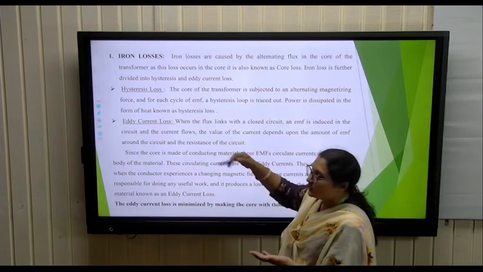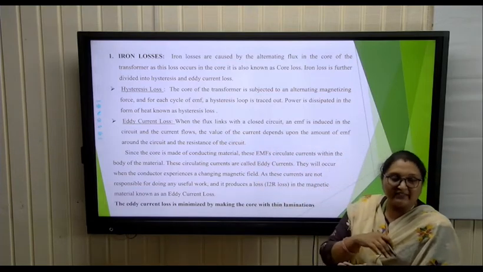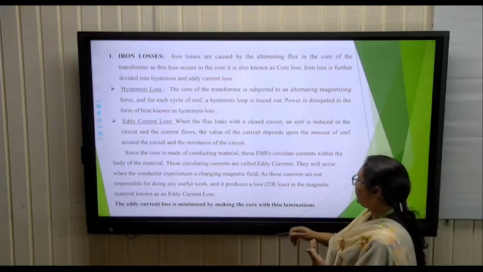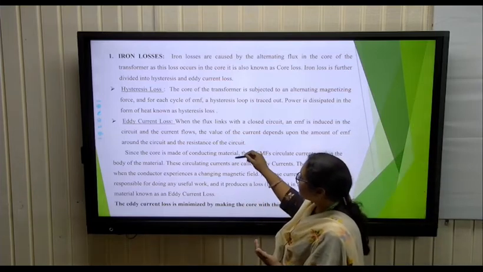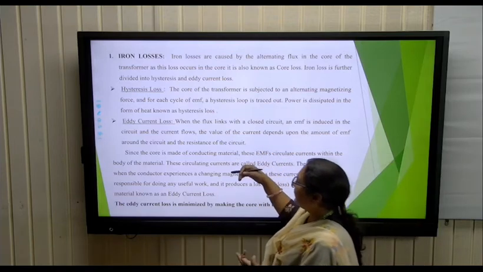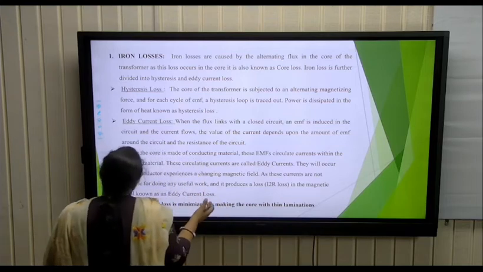Eddy current losses occur because of the circulating current generated in the transformer core itself, and this is decreased by doing the lamination. This is a loss due to the material property, and you have to consider it at the time of constructing.